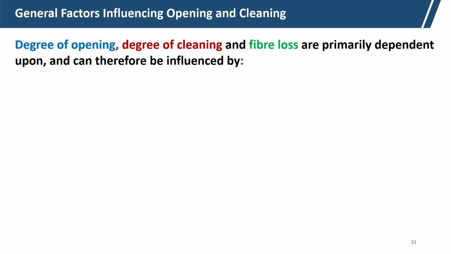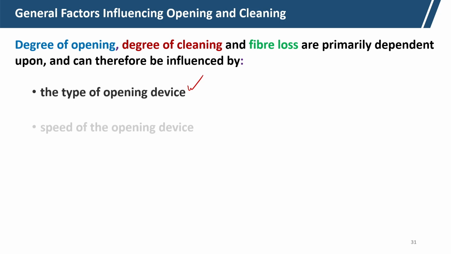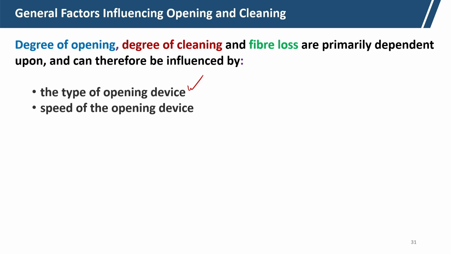Degree of opening, degree of cleaning and fiber loss are primarily dependent upon, and can therefore be influenced by, the type of opening machine. If we want to change the degree of opening and cleaning, we select the opening device, change the speed depending on the requirement, and change the degree of penetration into the material. That means we change the setting here.